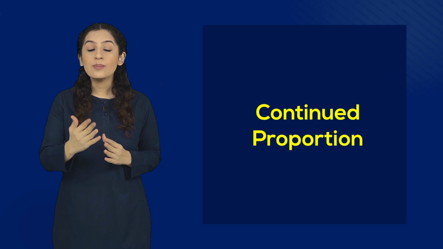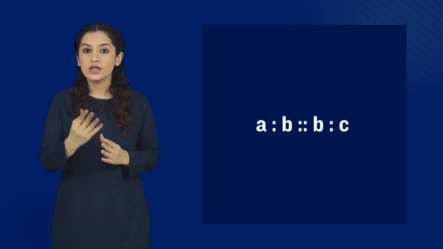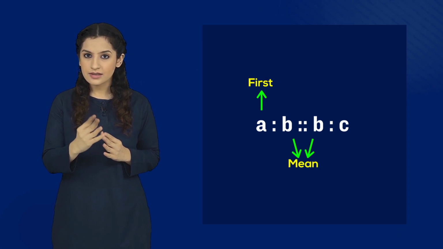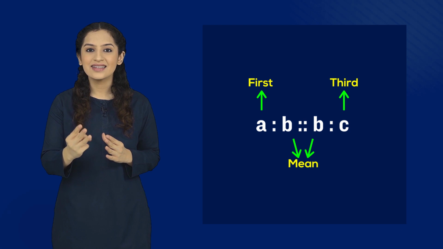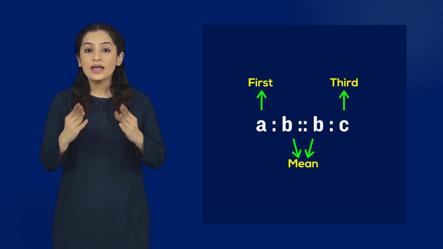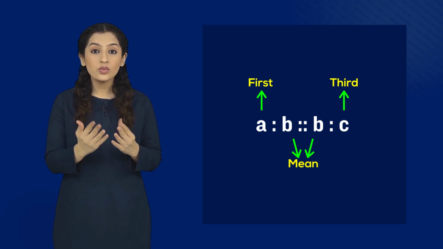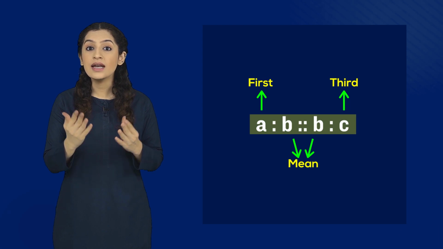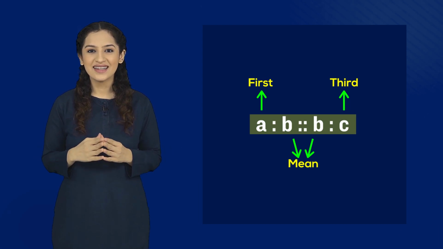In this case, we place three quantities in proportion A, B and C like this, such that A is the first, B is the mean and C is the third proportion. If this is the case ever, then we say that A, B and C are in continued proportion. We'll use another example to understand how we can find an unknown value if it's in continued proportion.